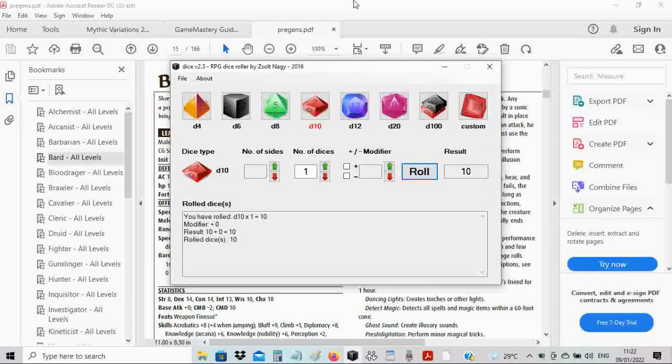This time around, as I've been asked in a previous video, I'm supposed to discuss how Mythic Variations 2 can work with just about any game imaginable. I was actually asked how Mythic Variations 2 would work with Pathfinder 2nd Edition. The thing is, I don't have Pathfinder 2nd Edition. I only have Pathfinder 1st Edition. But since it's similar enough, I thought that this might actually work.